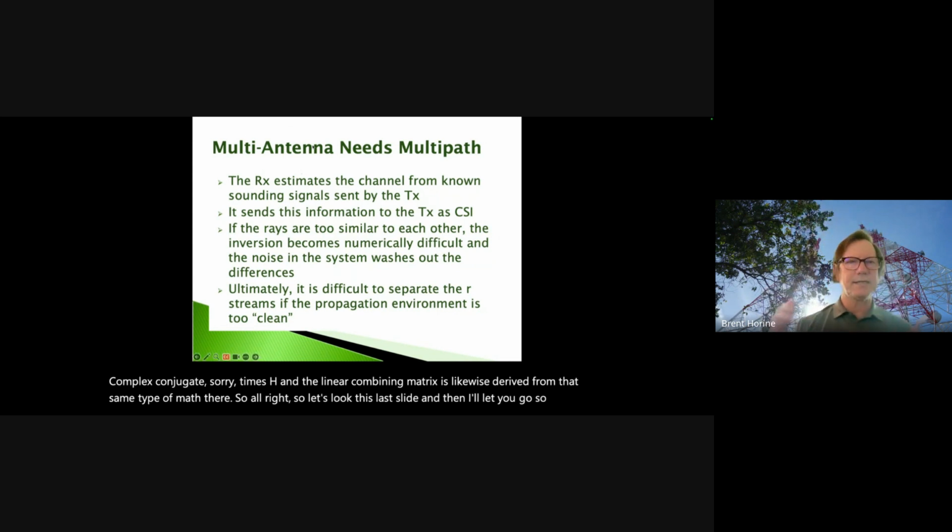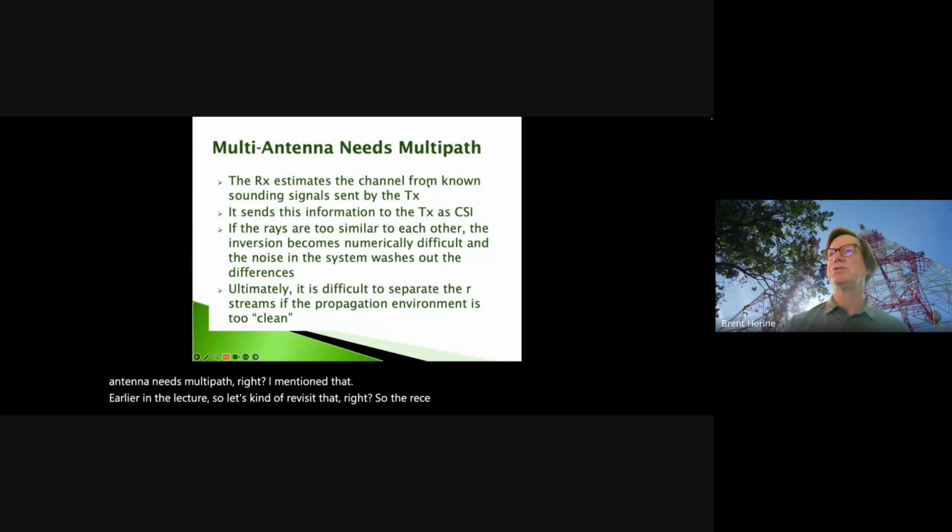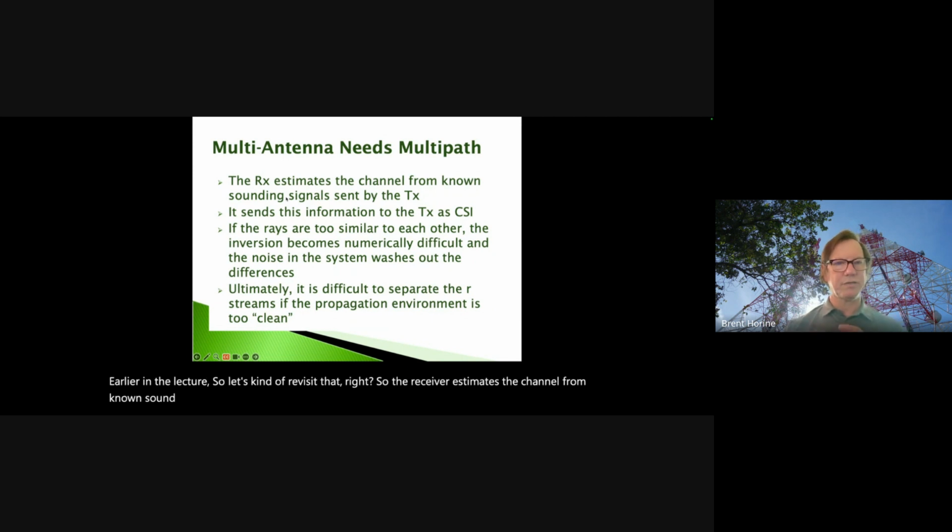So multi-antenna needs multipath, right? I mentioned that earlier in the lecture. So let's revisit that. The receiver estimates the channel from known sounding signals, or these pilot signals, sometimes called reference signals or pilot tones, and they're sent by the transmitter, right? So these are known, and the receiver measures those and does that periodically so it can keep it updated. Each time it does that, it sends this information to the transmitters, this channel state information.